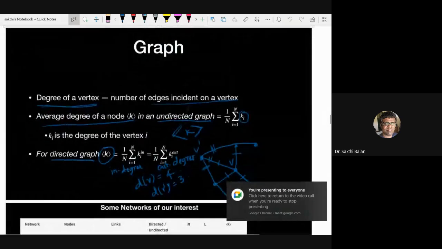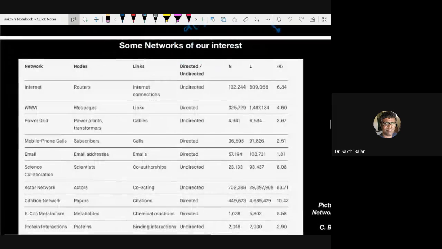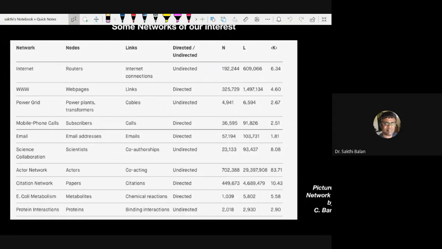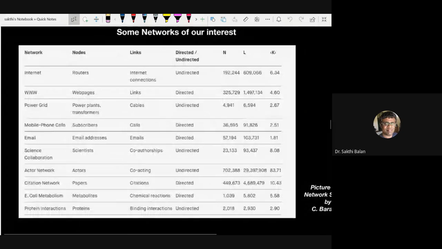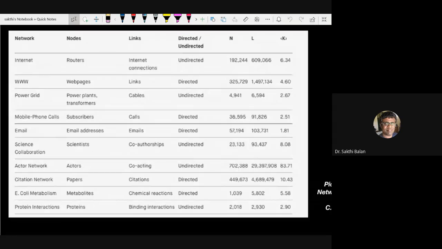So we have seen the degree of vertices, and now we are going to look at some of the networks that we will be interested in. This picture is taken from Barabasi's book. You can have a look at it, and he has also described well in the book the various kinds of networks that you can look into when we are looking at social networks.